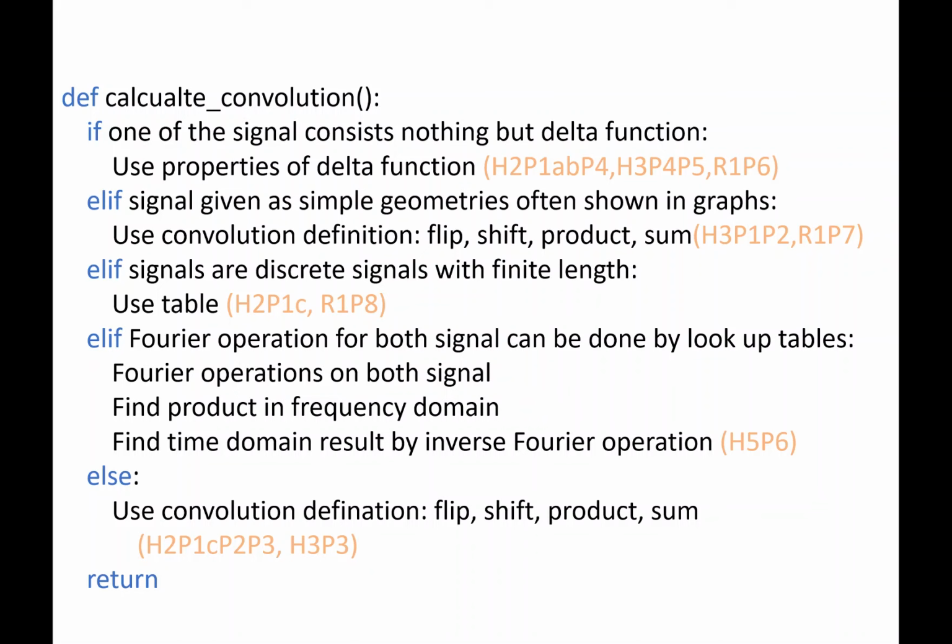For example, the first one: if it contains a delta function, you can use the property of the delta function. If you have a time domain function x(t) convolved with a shifted delta, then the answer will be x shifted. So this is pretty easy, right? When you see one of the signals is nothing but a delta function, then you can use this property to solve the problem very easily.